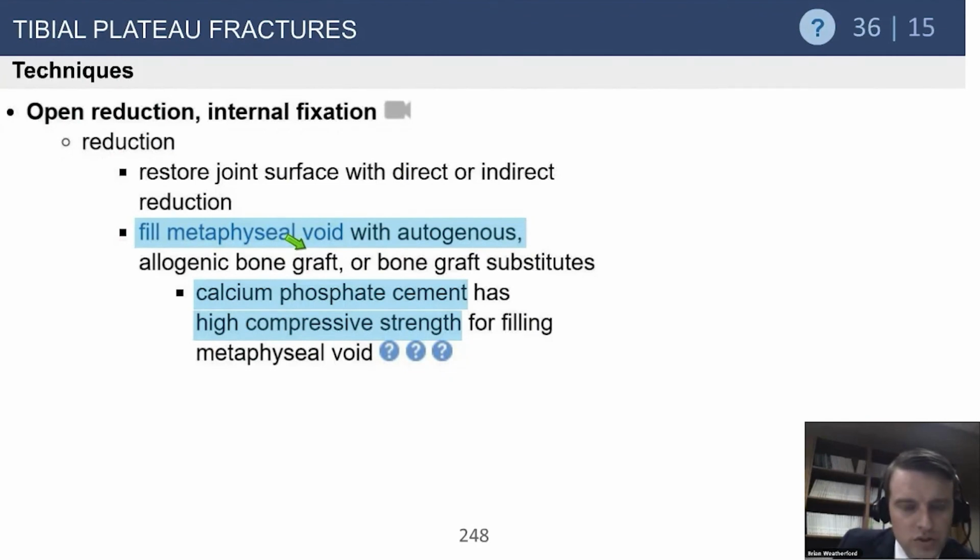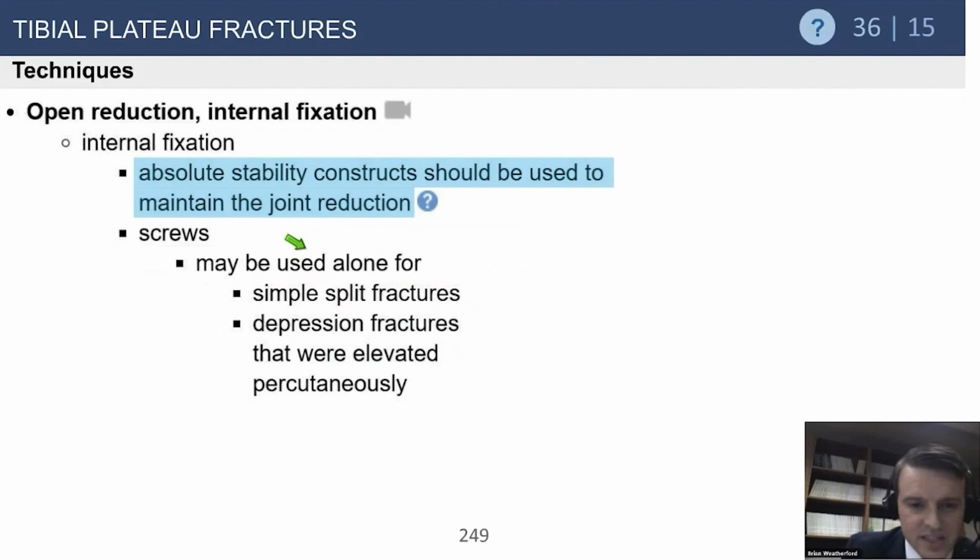Okay, the goals of the articular reduction, just like any other periarticular injury, are to anatomically restore the joint surface. There is commonly a metaphyseal void. This can be filled with autogenous or allograft or bone graft substitutes. You can see this is a question that's been tested before. Calcium phosphate cement has a high compressive strength for filling the metaphyseal void. It's had three prior questions on it.